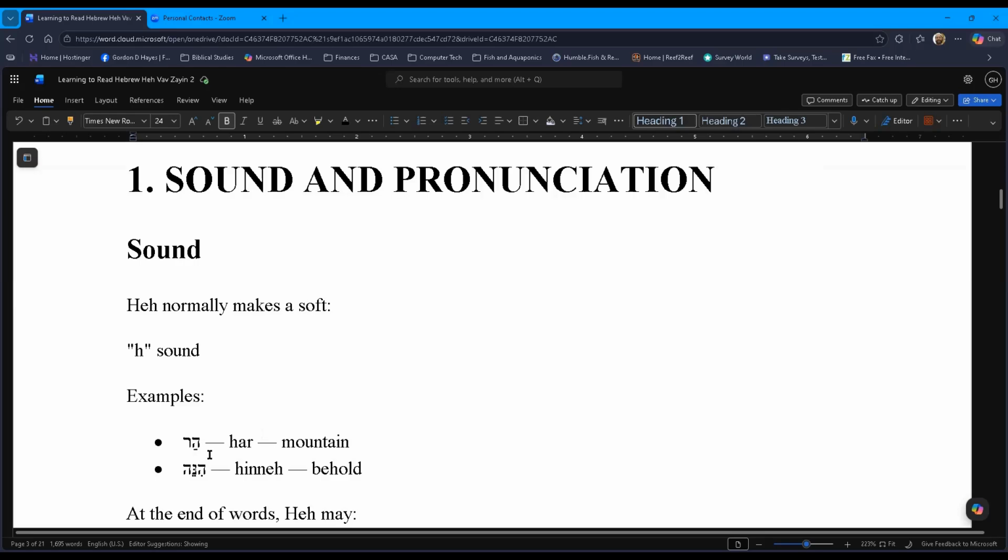Har. We learned that the patach has the A sound, Har. A mountain is the meaning of that word. And then the word Hine, behold. Again, drawing back on the idea behind the letter Hey.